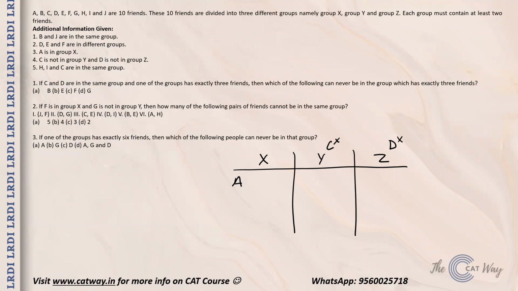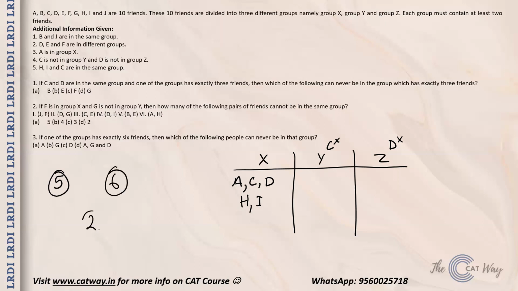Now guys, if C and D have to be in the same group, the only possibility is that they are both in group X, right? So C and D for this question are in group X. H and I are always with C, so H and I are also a part of this group. This means the minimum number of people in this group is 5. It cannot go to 6.